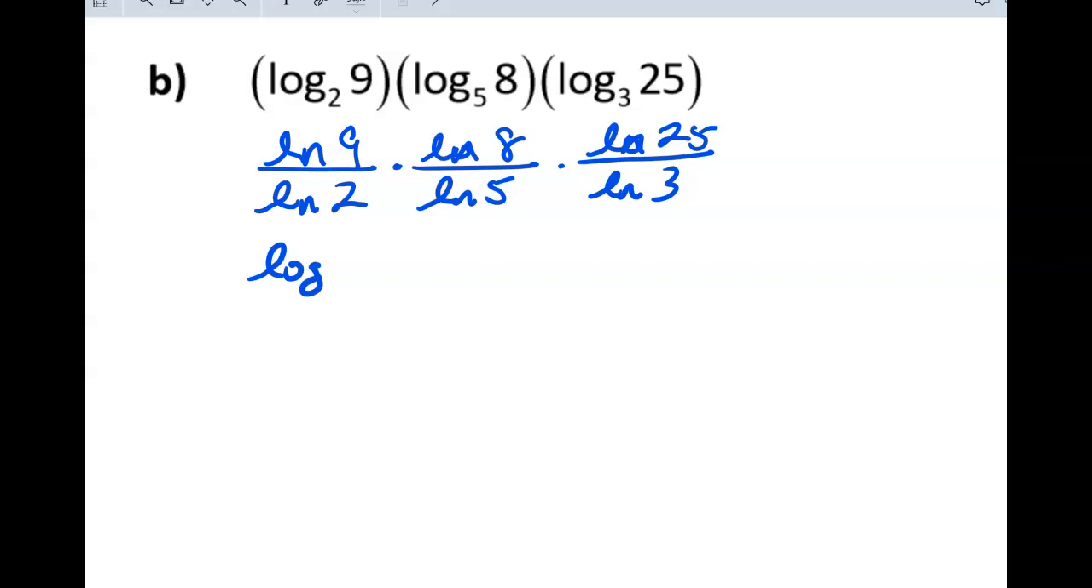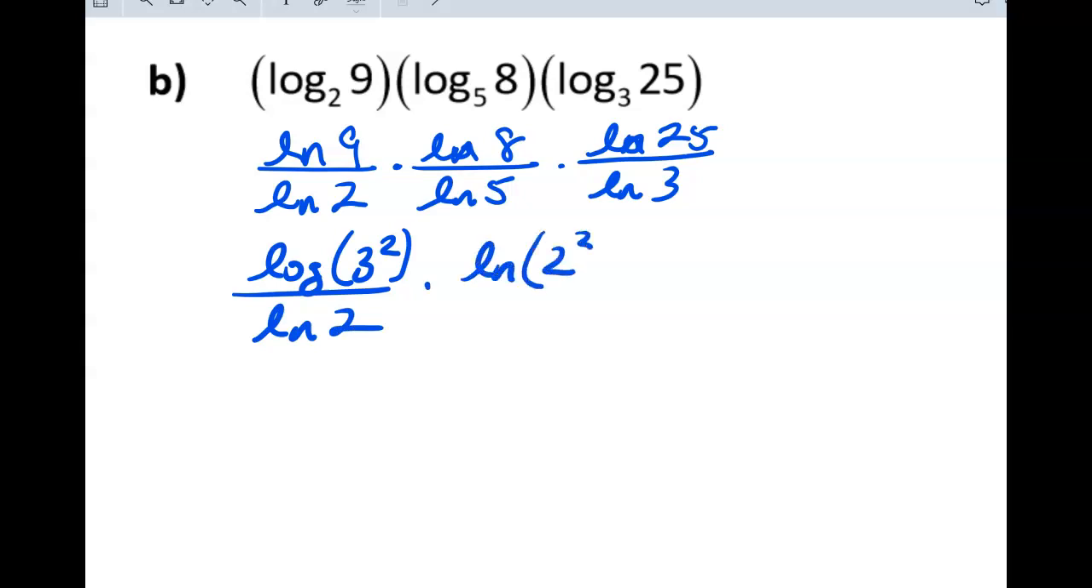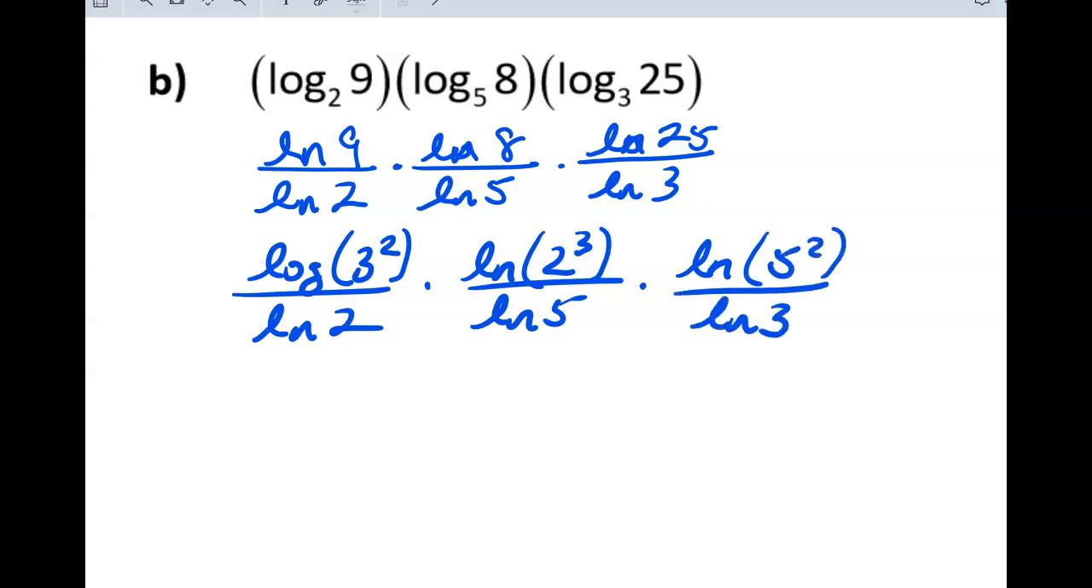Now let's re-express these. 9 is 3 squared. 2 is a prime factor. 8 is 2 cubed. 5 is a prime factor. And 25 is 5 squared. And 3 is a prime factor. Now we can fly those exponents down or use the power property.